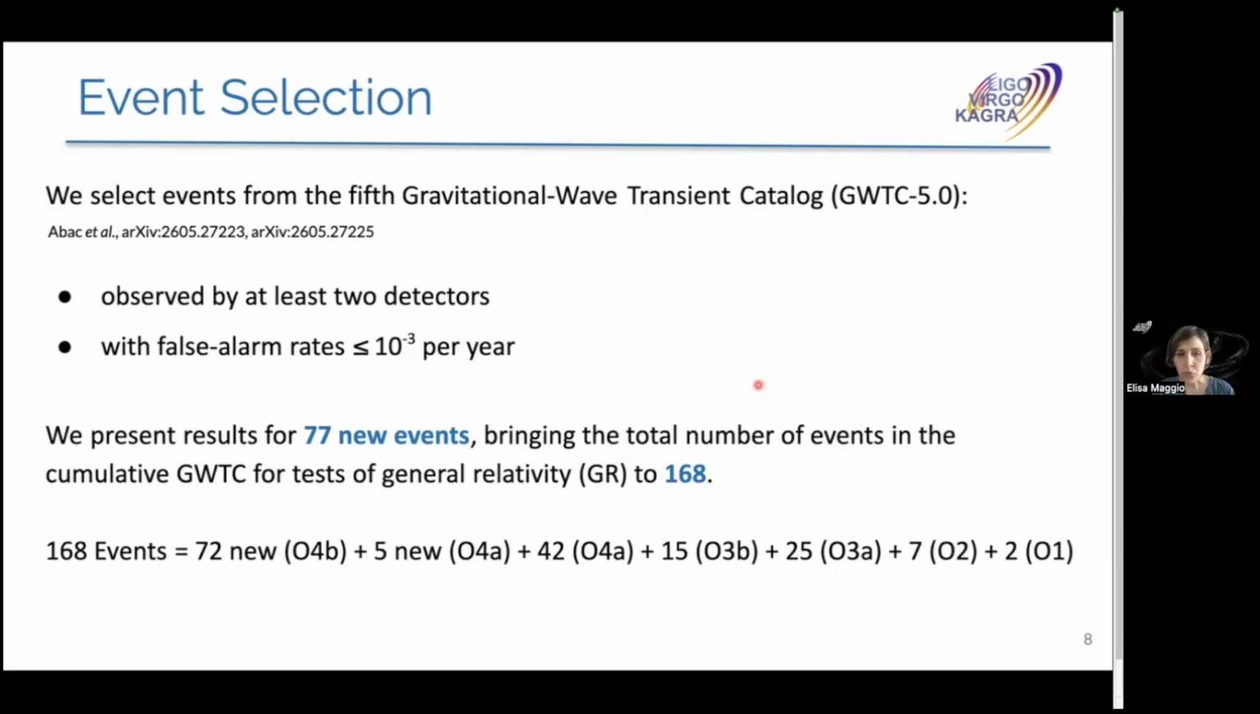Now, 72 of these new events come from the second part of the fourth observing run, whereas 5 of these events are coming from the first part of the fourth observing run, due to their increased significance in updated search results. We combine the analysis of these new events together with the previously analyzed ones to provide strong constraints on general relativity.